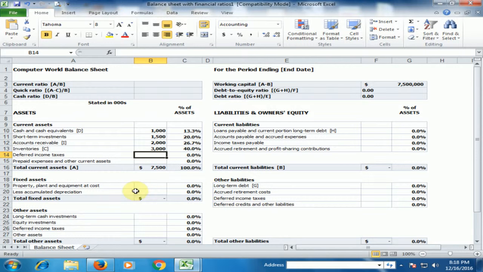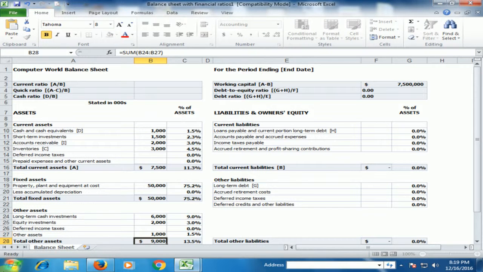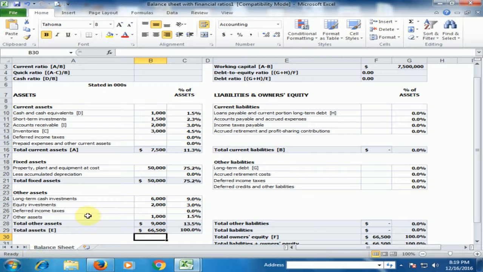and on the fixed assets, property, plant and equipment at cost, for example, $50,000, and long term cash investment is $6,000, equity investment is 2,000 and other asset is 1,000. Total other assets is 9,000, total current assets is 7,500, and total fixed assets is 50,000. Now total assets is 66,500.